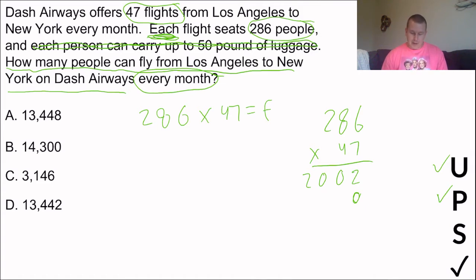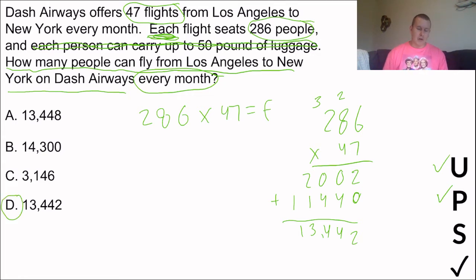Then we do 4 times 6 gives us 24. 4 times 8 would give us 32, plus 2 would give us 34. Then 4 times 2 is 8, plus 3 would give us 11. Stack those bad boys or bad girls up, 2, 4, 4, 3, 1. And it looks like we have a good answer. So D will be our answer.